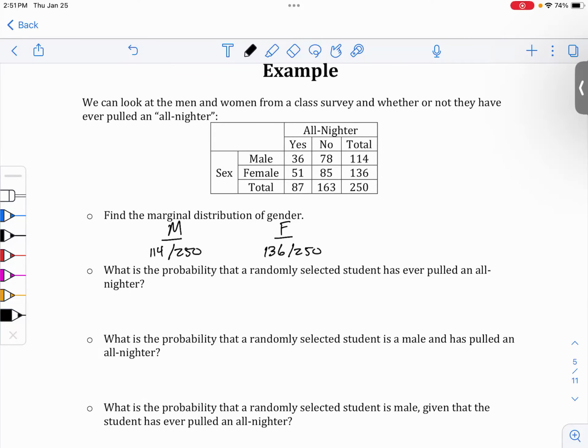This brings up a big point about creating notation. Notice that the categories of all-nighter are all-nighter yes and all-nighter no. Yes and no are the worst variables to identify as probability of Y or probability of N. You never want to use yes and no because it's not descriptive. A much better notation is to call this one AN, and then what's the opposite of AN? Not AN.